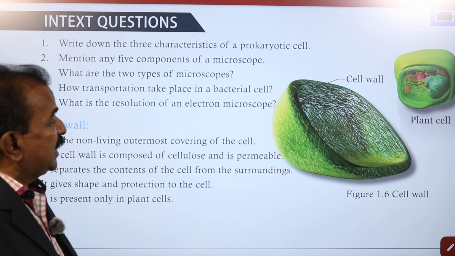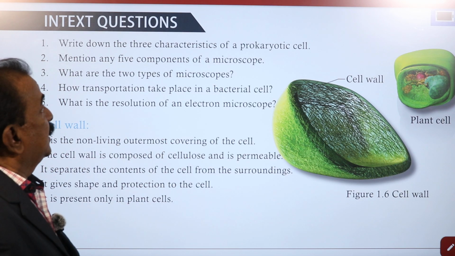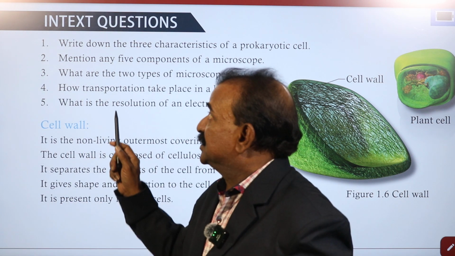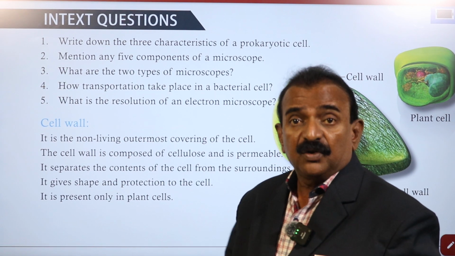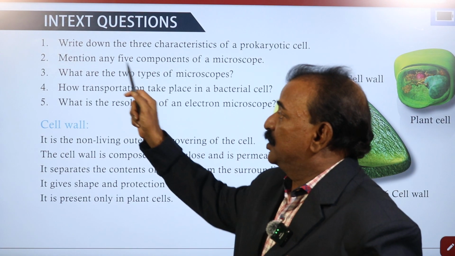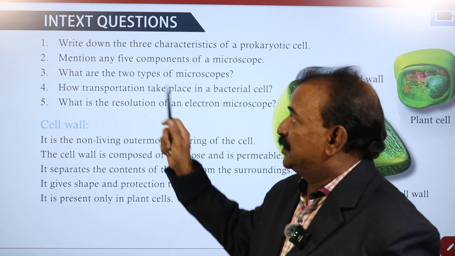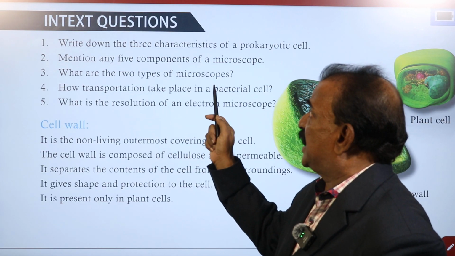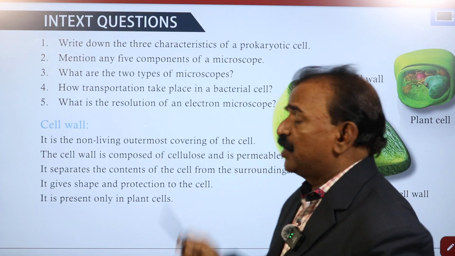Here on the interactive flat panel, you are observing that there are 5 questions, and these questions are called in-text questions. We need to write answers for these questions. So 5 questions are there. First question: write down the 3 characteristics of a prokaryotic cell.